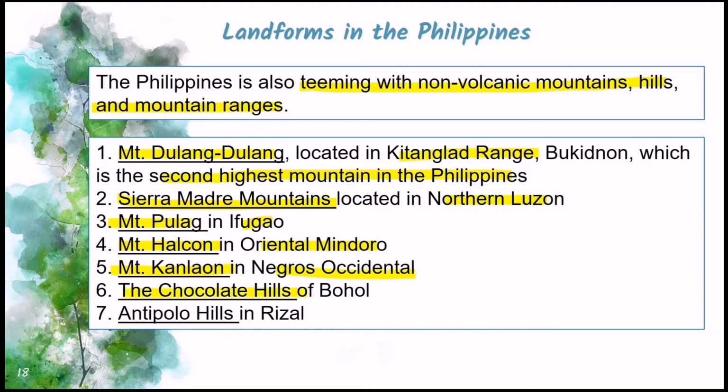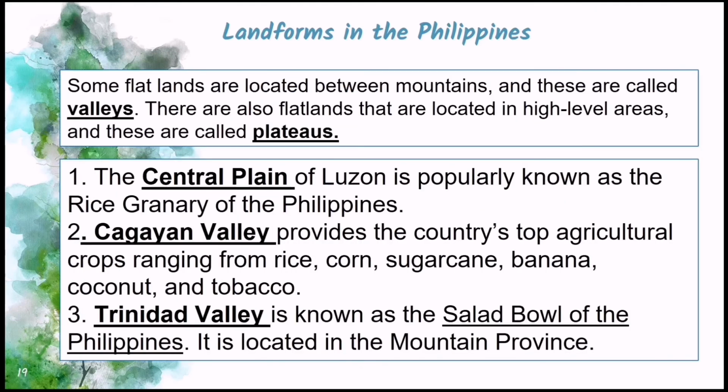Number 6, the Chocolate Hills of Bohol. Number 7, the Antipolo Hills in Rizal. We also have the flatlands in the archipelago. Some flatlands are called plains, which serve as good sites to raise crops and build towns and cities. Some lands are located between mountains and are called valleys. There are also flatlands located in high-level areas, and these are called plateaus.